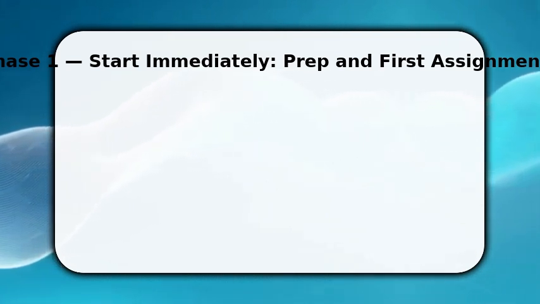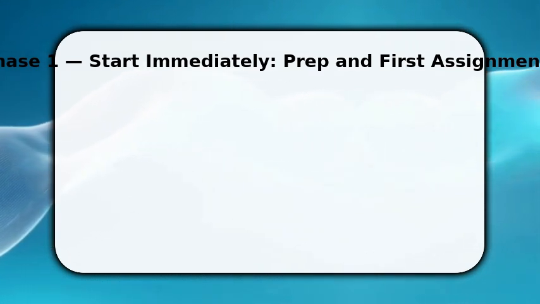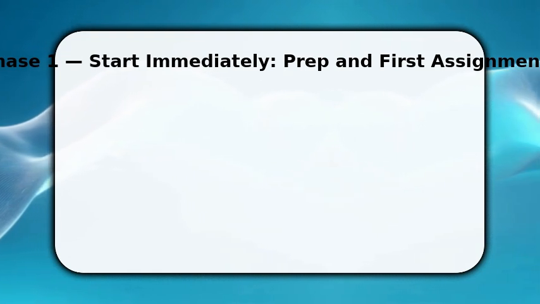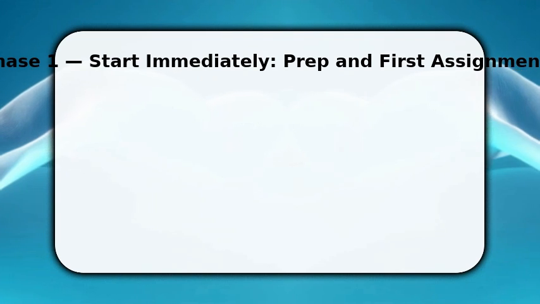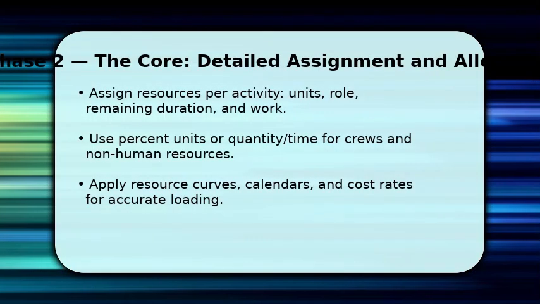Then assign those resources to the first activities using the Assign Resources dialog. This links work effort to people and equipment. Make sure units reflect availability. Setting 100% means full-time. Now you focus on the detailed allocation that drives schedules.